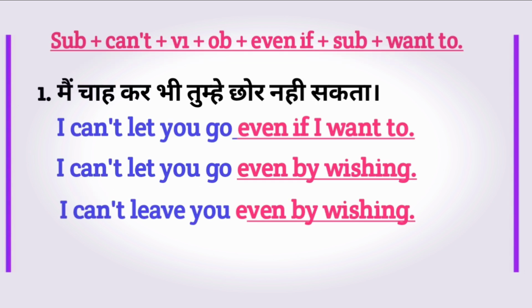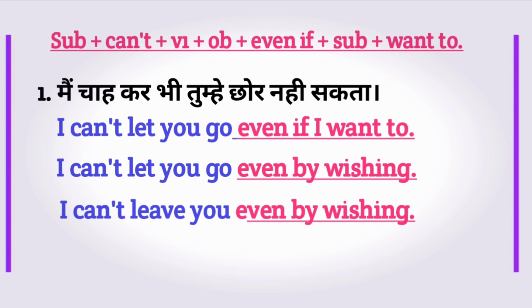The next topic would be subject, can't, verb की first form plus object, even if subject plus want to. बहुत ही सिंपल है, इसे भी आप यूज़ कर सकते हैं. What happens is, sometimes you have to say something like that, such as मैं चाह कर भी तुम्हें छोड़ नहीं सकता. चाह कर भी. At that place, you can use even if I want.